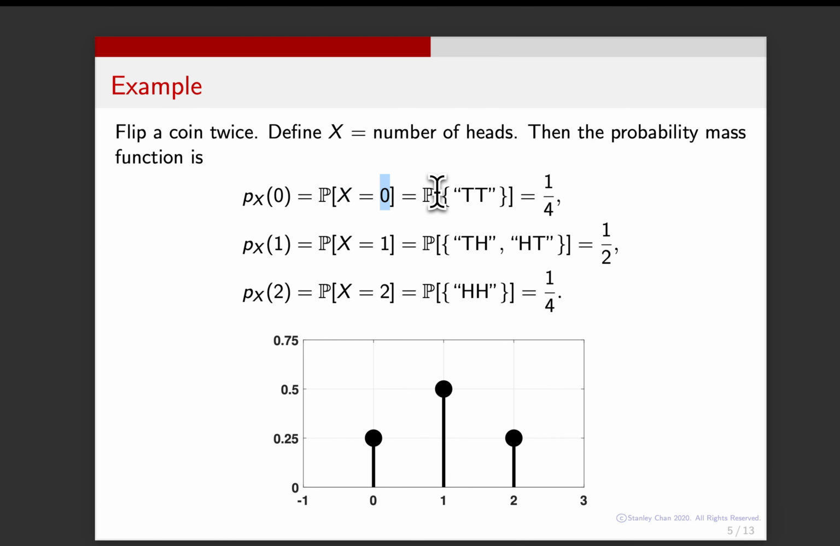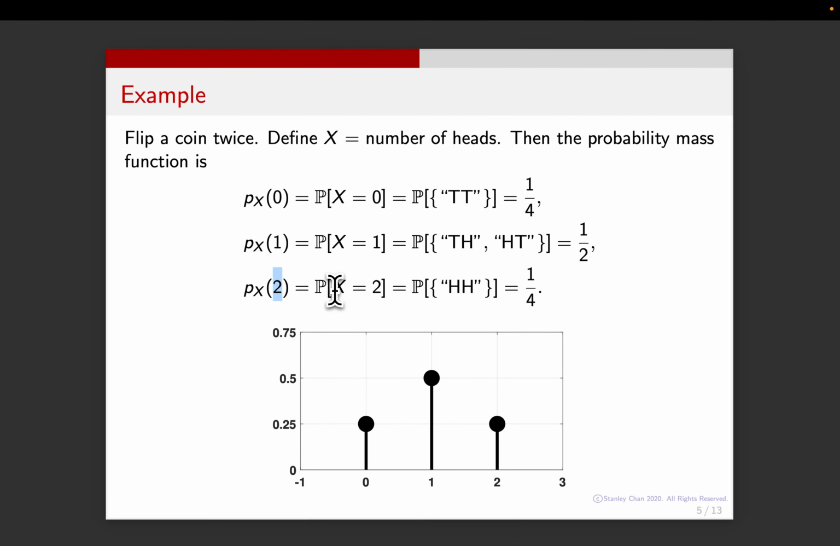which you can find out by doing the inverse mapping. Similarly, the PMF corresponding to the random variable X taking the state 2, or the value 2, is the same as the probability that the random variable X takes the value 2, which is the same as going back in the event space to the probability of the event HH, which is 1 over 4. So using this, we have now fully specified the probability mass function for this random variable X, which is counting the number of heads in 2 coin flips.